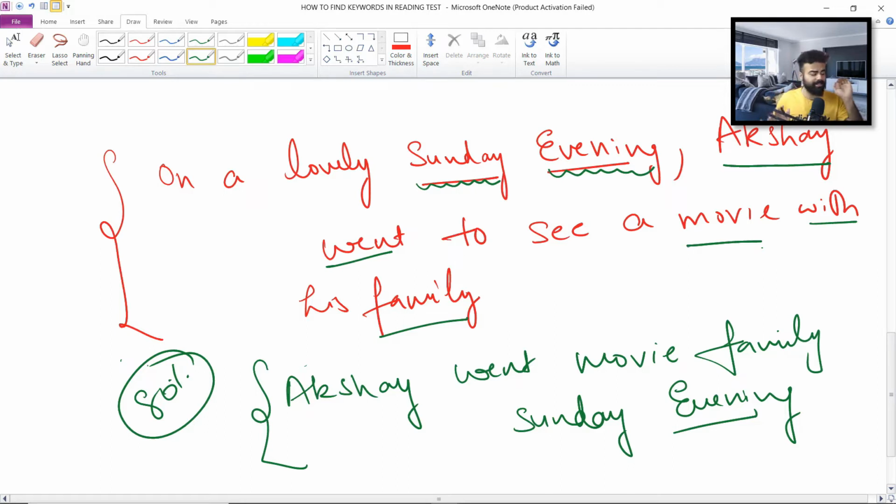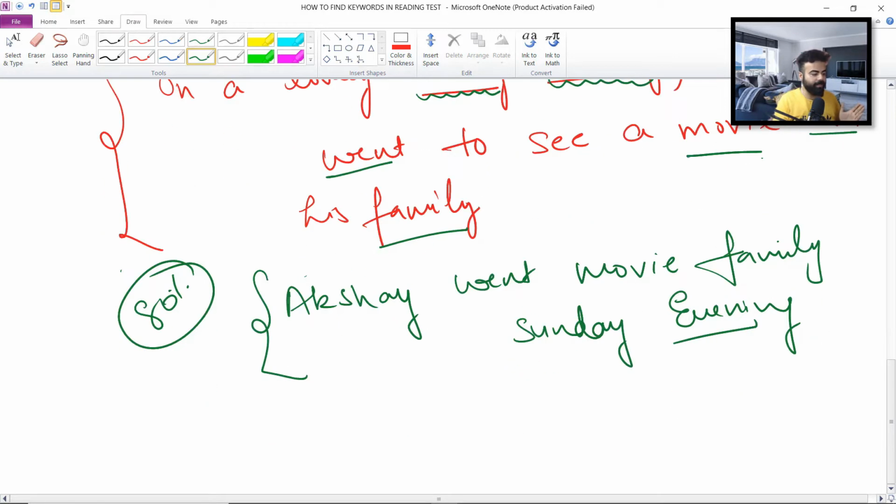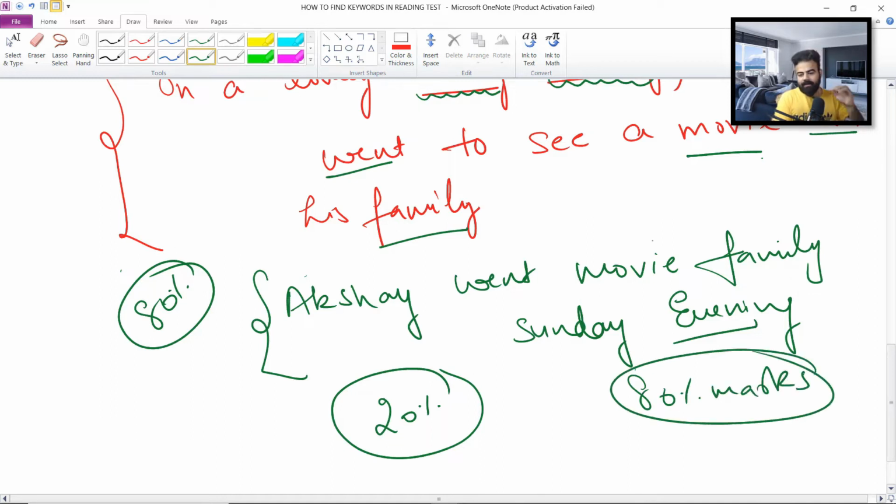Okay, so this technique is going to help you a lot in the reading exam, because I tell my students, the reading exam is not the reading test, it's the finding keywords exam, the locating keywords exam. So you don't need to read more than 20% of the passage. That's what I teach in my course. You don't need to read more than 20% of the passage to get more than 80% marks, right? That's this 20-80 rule. We'll talk about this in some other session.